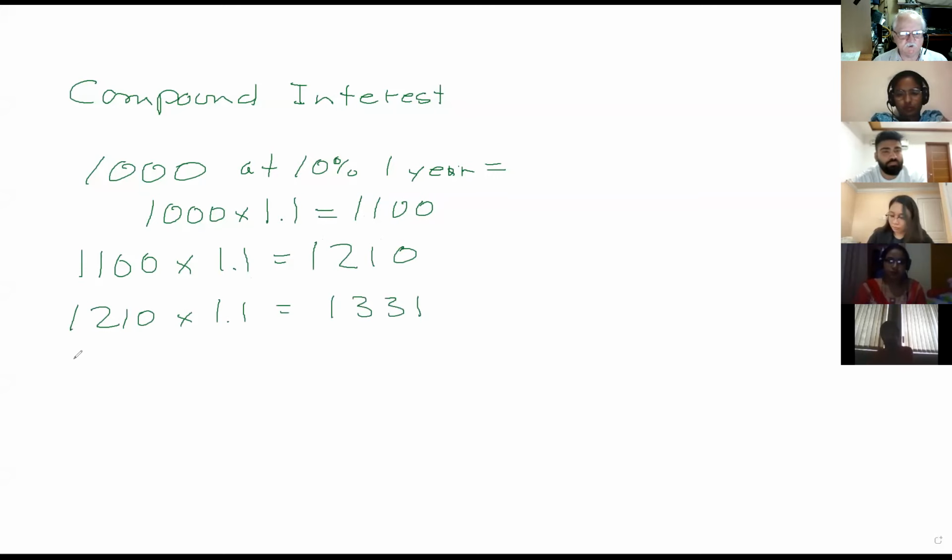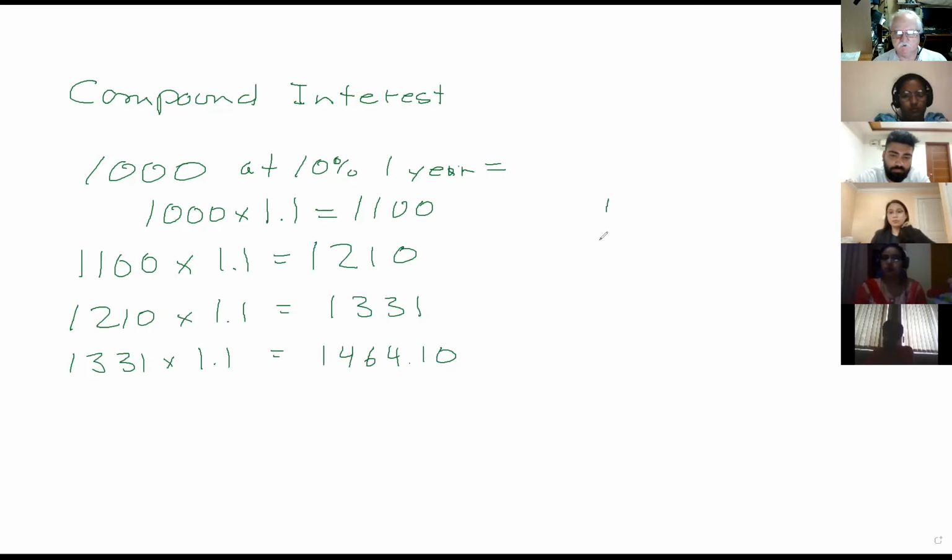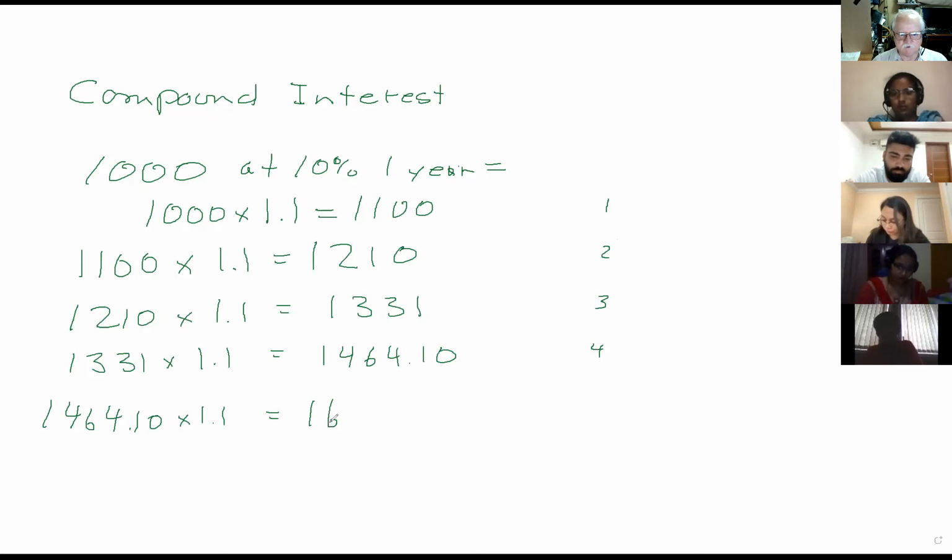And then if we reinvested that, 1,331 times 1.1, we're now getting 1,464 and 10 cents. So this was year 1, 2, 3, 4. Let's do it for one more year. 1,464.10 times 1.1. So we're now at 1,610.50. Now notice what happened here.